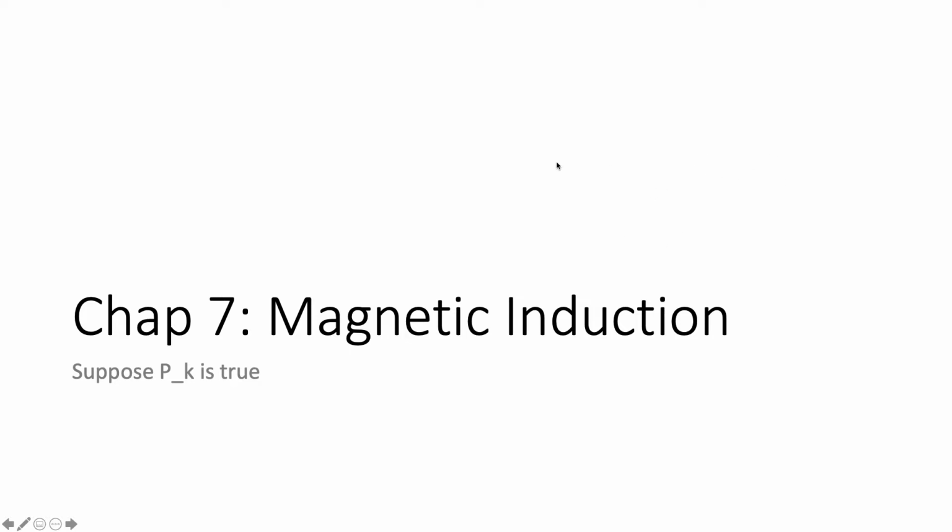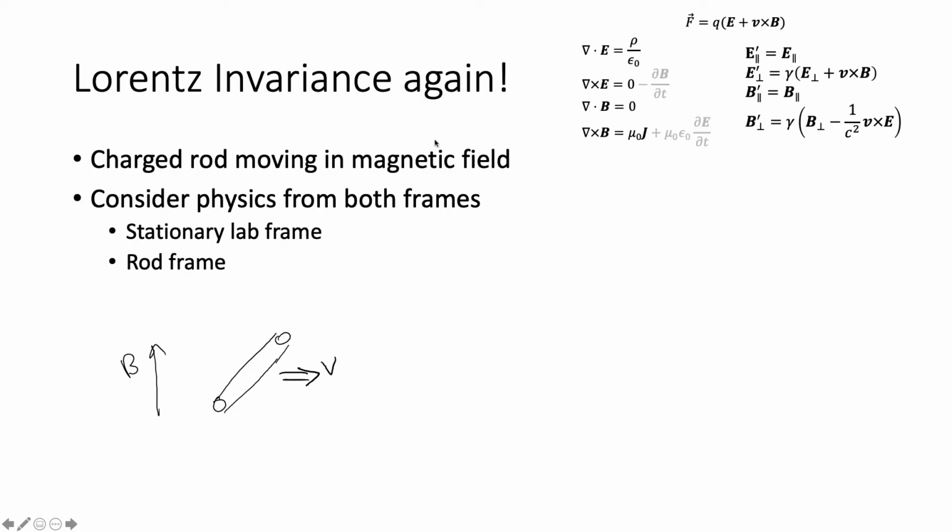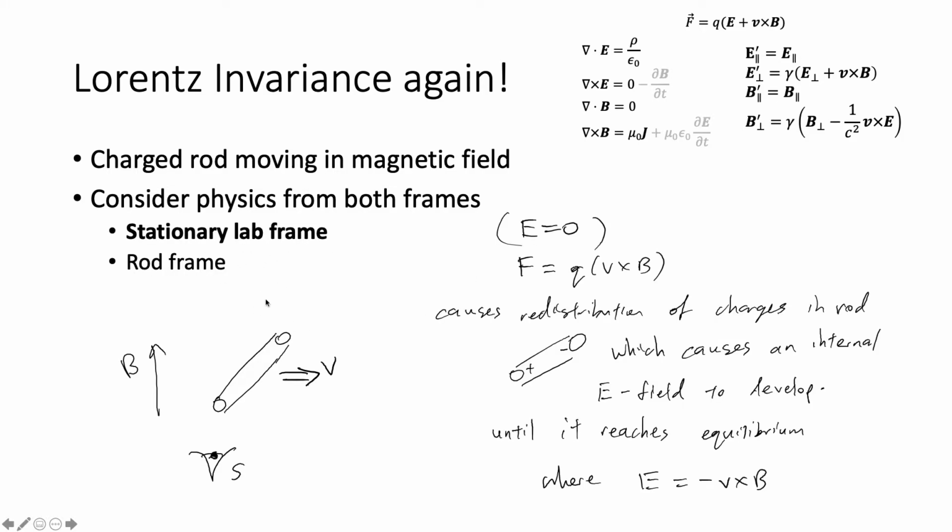Let's talk about magnetic induction. So once again, we bring out Lorentz invariance. Let's say we consider the scenario of a charged rod moving in a magnetic field. The charged rod has mobile charges, namely electrons, and when the charged rod moves in a magnetic field, according to our Lorentz force law, the charges would experience a force. This would cause a redistribution of charges, and we consider it in the two frames. First is the stationary lab frame.